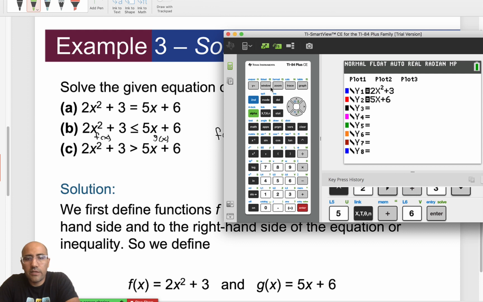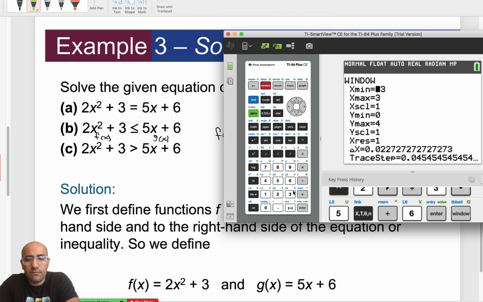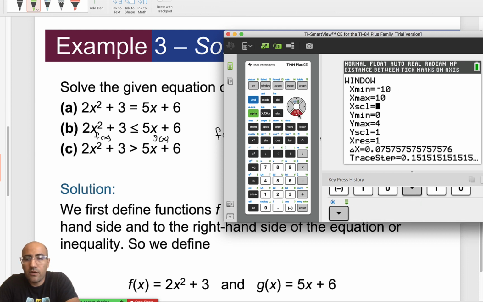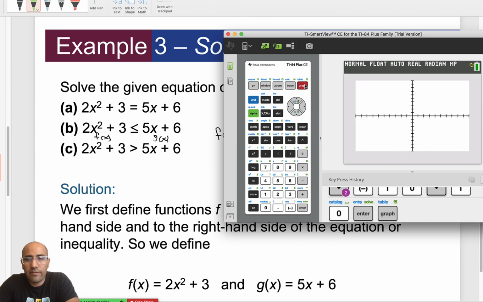There's the other equation. Let's pick a good window. By default, let's just try -10 to 10. Nice square window, and assess it from there. -10 to 10, and see what it looks like. Graph that. So there's the parabola, there's the line, and I can see, oh, look at that, it's out of the window. So I'm going to go back and readjust my window.